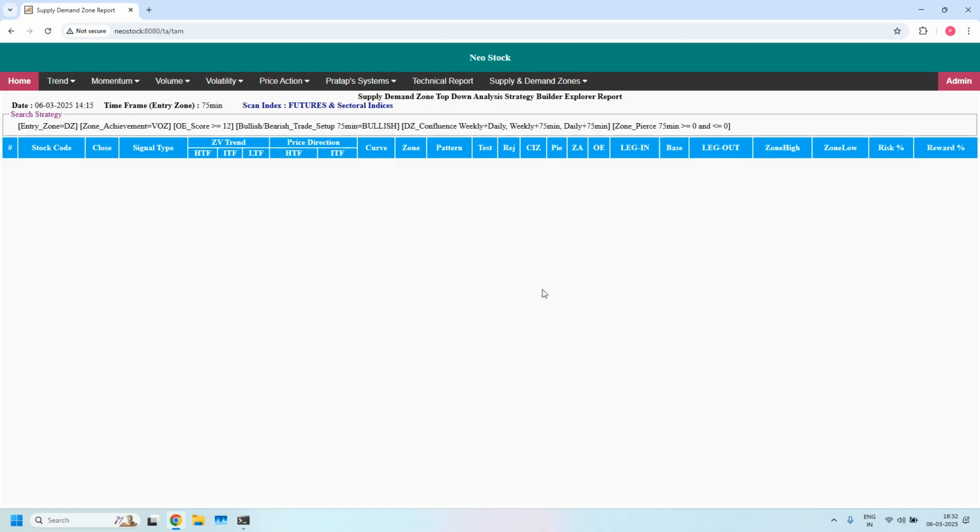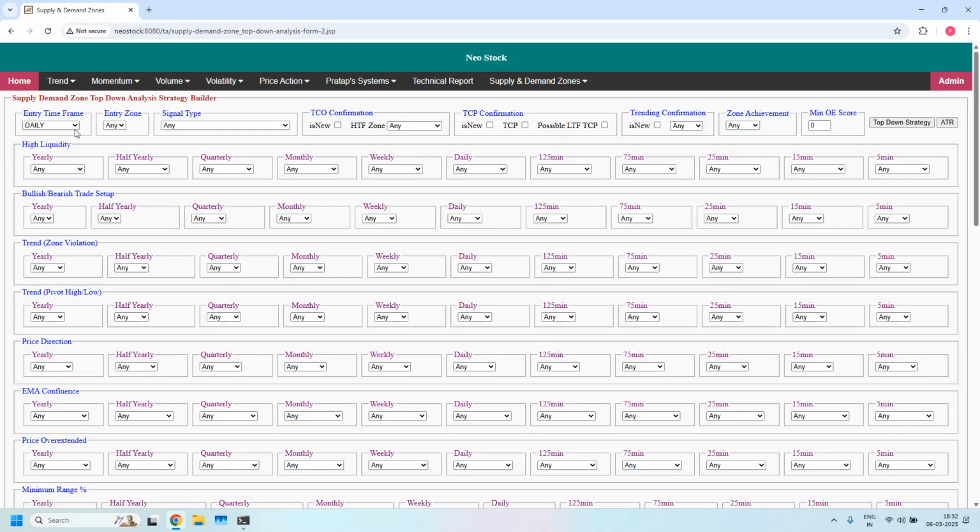Okay, fine. So this is about a bullish trade setup for weekly income trade. Next, bearish trade setup for weekly income trade. Entry time frame 75 minutes. Entry zone, supply zone. And in bullish or bearish trade setup at 75 minutes time frame, I am selecting bearish. And zone achievement violated opposing zone.